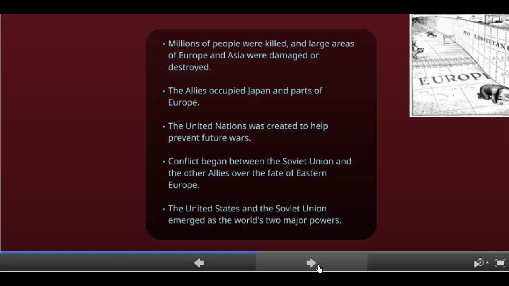Conflict began between the Soviet Union and other allies over the fate of Eastern Europe, the Soviet Union being communist, other allies being democratic and capitalist. And this is what leads to the United States and the Soviet Union emerging as the world's two major powers.